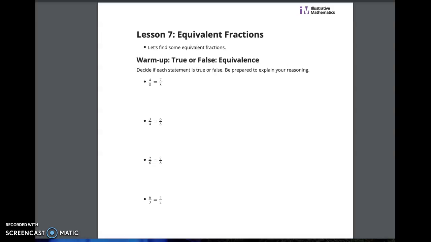So, equivalent fractions. The key to equivalent fractions is that there's the part of the word equal in it. It sounds kind of like equal when you say equivalent fractions.